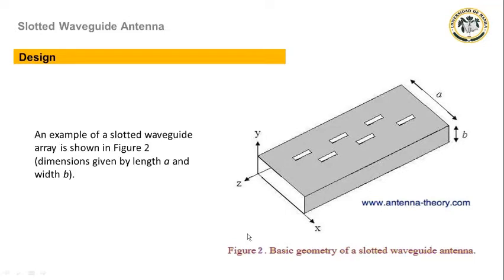An example of a slotted waveguide array is shown in Figure 2, with dimensions given by length A and width B. The position, shape, and orientation of a slot will determine how or if they radiate. In addition, the shape of the waveguide and frequency of operation will play a major role. To understand what is going on, we'll need to understand the fields within the waveguide first.